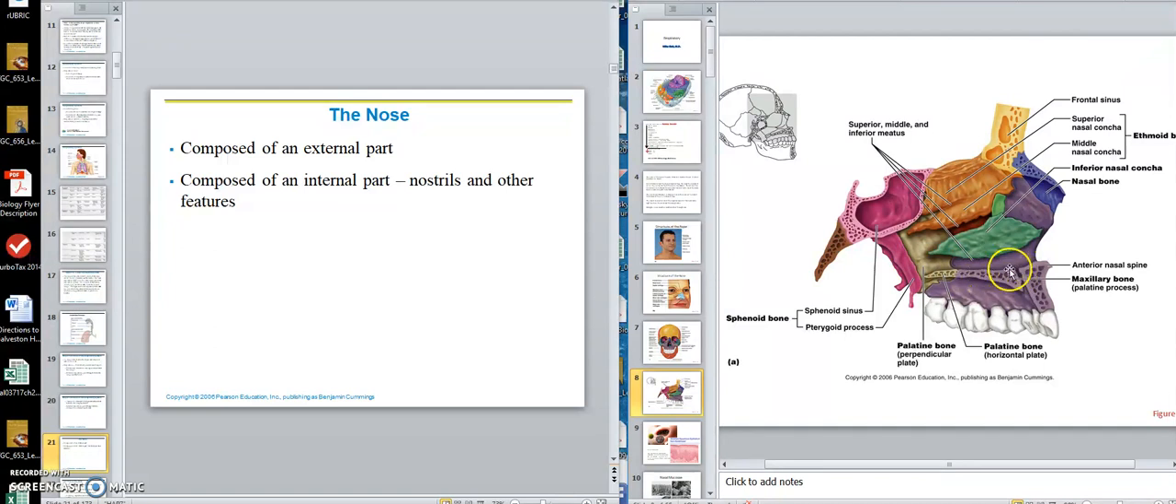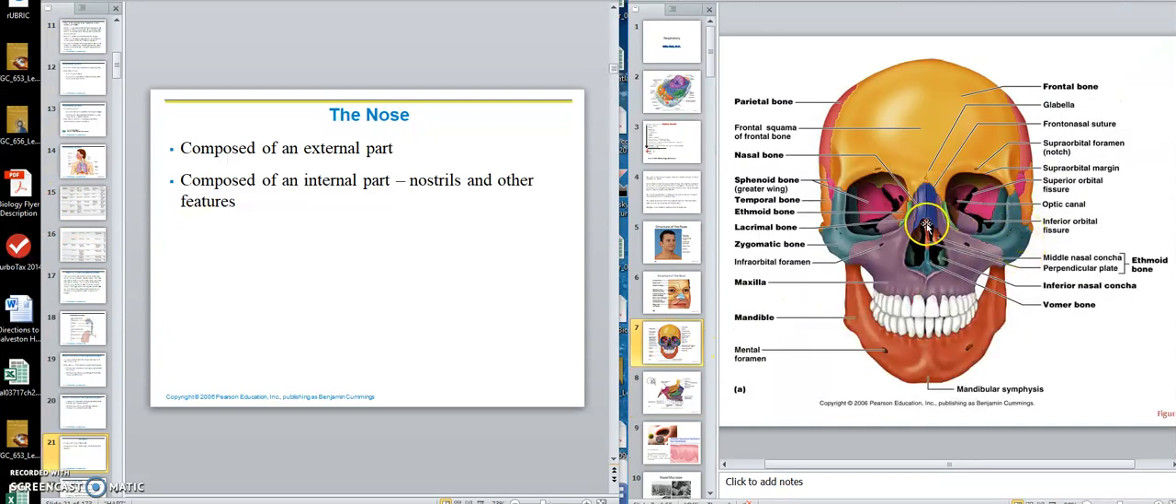And see right here, I can show you this. See this area right here? That's that perpendicular plate of the ethmoid coming off of right here. There's that ethmoid bone there. Middle nasal concha, but it's hard for me to get behind that. Anyway, you can look at it from this picture here and get an idea. So you have the ethmoid bone involved and an independent bone called the vomer and a little bit of the processes off the palatine and maxilla.